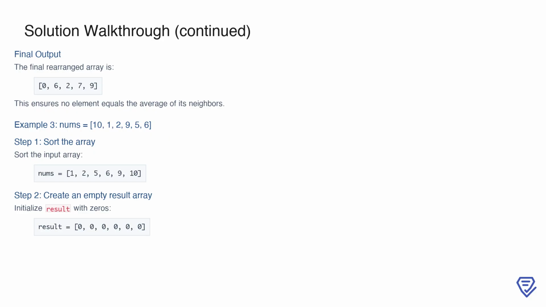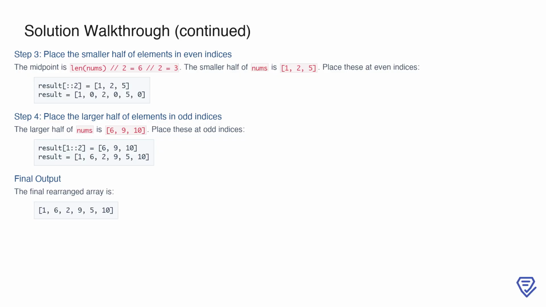Now, let's look at another example where nums equals 10, 1, 2, 9, 5, 6. For this array, the first step is to sort it. After sorting, nums becomes 1, 2, 5, 6, 9, 10. We then create an empty result array of the same length, initialized with zeros. At this point, the result array is 0, 0, 0, 0, 0, 0.